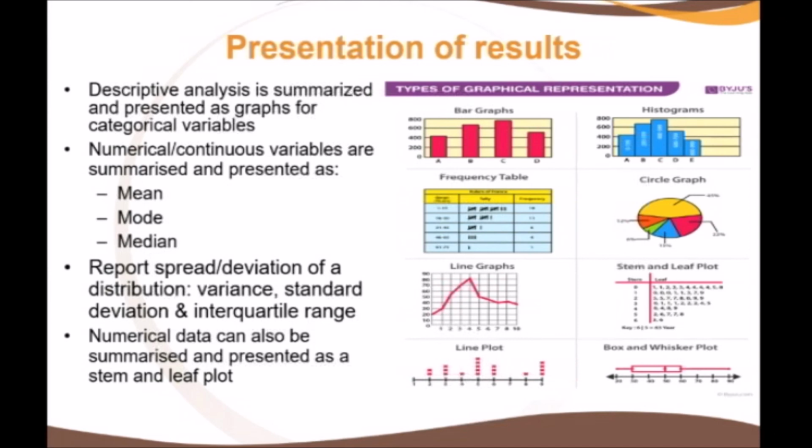And so for a categorical variable, that's why I say it's important for you to know at what level your variable is measured. If it is a categorical variable, then you're thinking in terms of summarizing and presenting it as graphs or tables. In tables, you represent percentages and frequencies, or proportions and frequencies. But if your data is measured at a numerical level, it's a continuous variable for that matter, you then want to calculate the mean or the mode or the median.